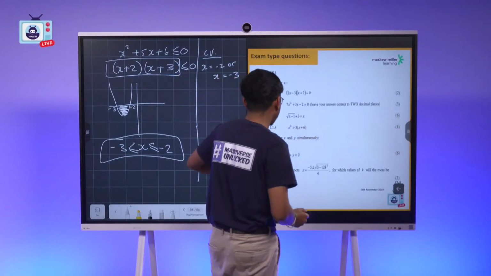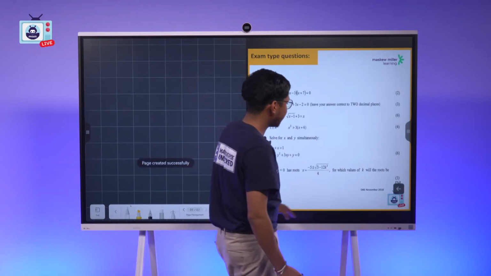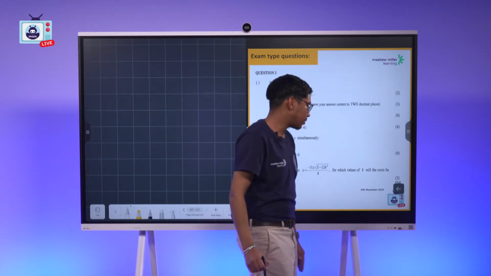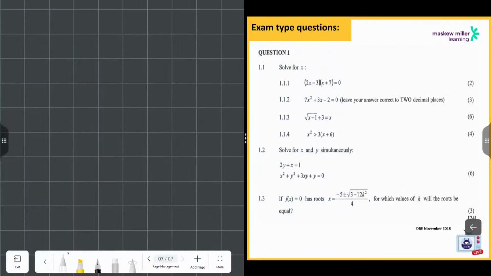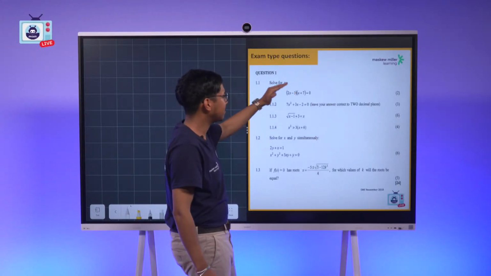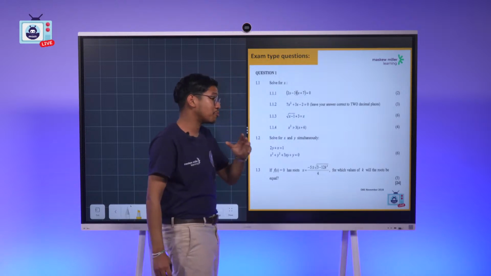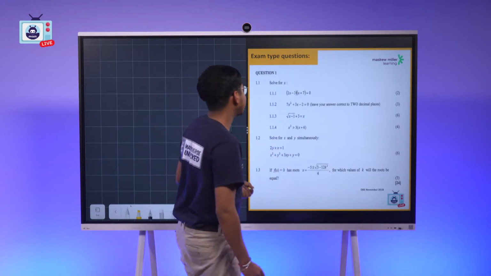Now, what I have on the board is a DBE paper from the Department of Education's website. You can find it on the website. We're looking at November 2018, and this covers a variation of questions for algebra. It covers almost everything. Remember, the point here isn't for us to memorize what's happening, it's for us to understand what's happening.